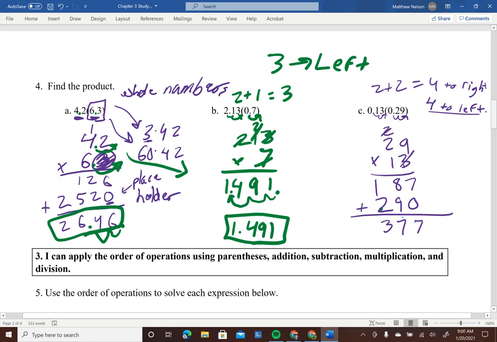But let's look at how many places I moved the decimal. 4 places to the right, so I need to move it 4 places to the left to undo what I did before. So my decimal point here, move it 1 place, 2 places, 3 places, 4 places. I would put a 0 in here. So my final answer would be 0.0377.